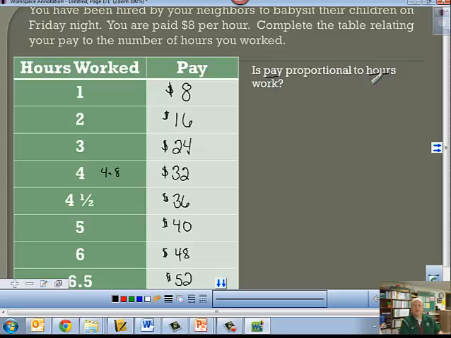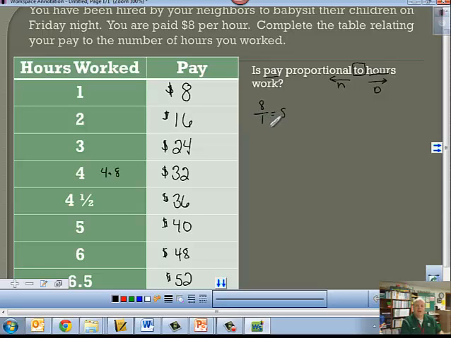Okay? Now, when I look at this table, it wants to know, is the pay proportional to the hours? Remember when we set up the fraction yesterday that I talked about that this word "to" is really, really important, because everything in front of it is going to be my numerator when I set the fraction. Everything to the right of it is going to be my denominator.